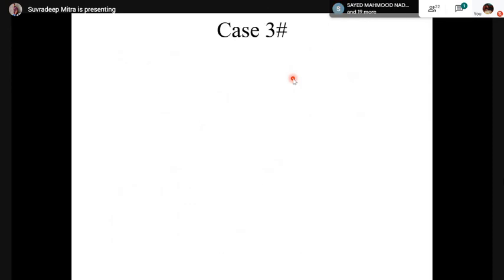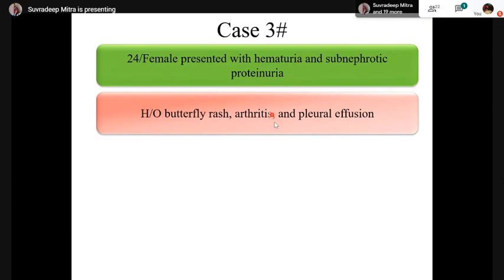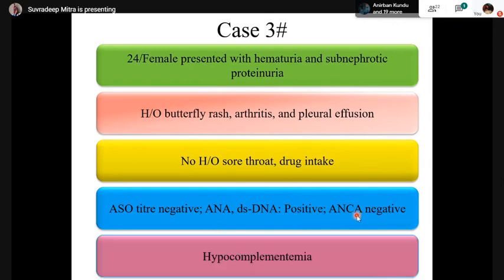Now, this is just the extension of case 3. I have shown you the same MPGN pattern. The case history was the same, a 24-year-old female, etc. But now I have added that the patient had butterfly rash, arthritis, and polyserositis. And at this point of time, ANA and dsDNA are positive, ANCA is negative. Previously, the ANA and ANCA were awaited by the clinicians. Hypocomplementemia is still present. So a similar clinical picture, only we have added the classical picture of lupus along with ANA positivity and dsDNA positivity.